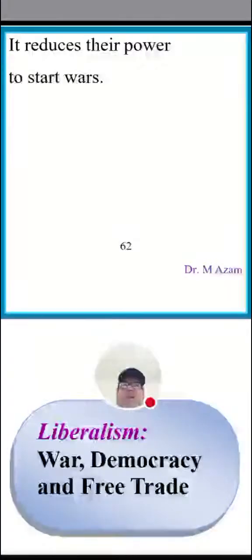Democracy reduces their power to start wars because the elected governments, the democratic governments, need votes. And if they drag the nation into war, in the next poll, will they win the election? No. People will not vote for them because they pushed the nation into war. So the democratic government would avoid war.